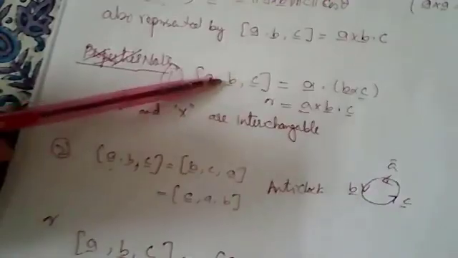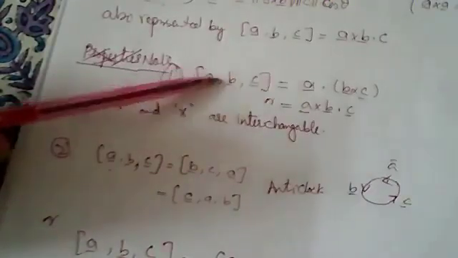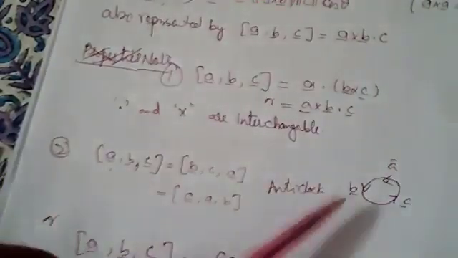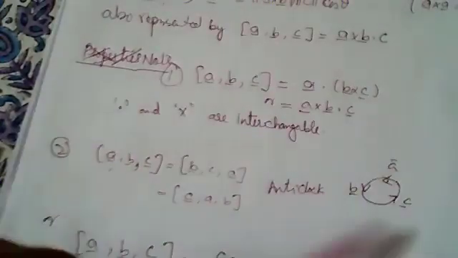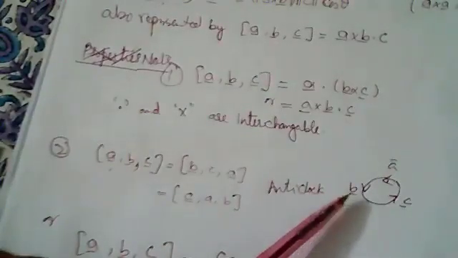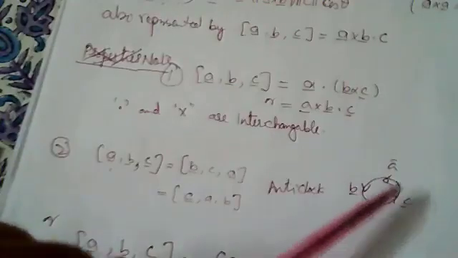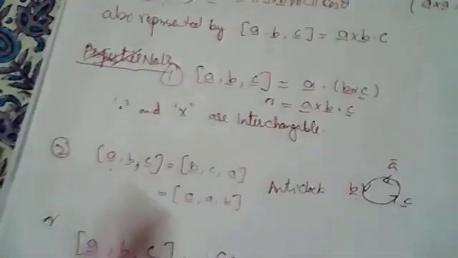So you can put cross dot first, cross second, or cross second dot first, because dot and cross can be cyclically changed. A cross B can be written, if you start from A, as A, B, C. If you start from B, you can write B, C, A. If you start from C, you can write C, A, B. So this is anti-clockwise.